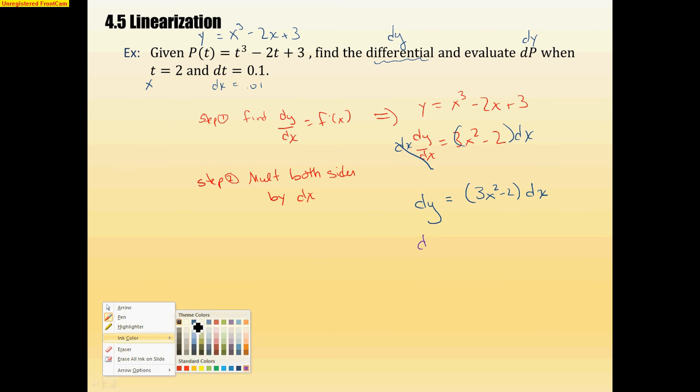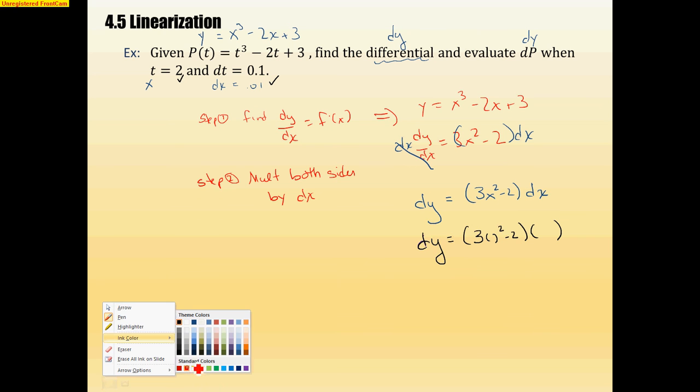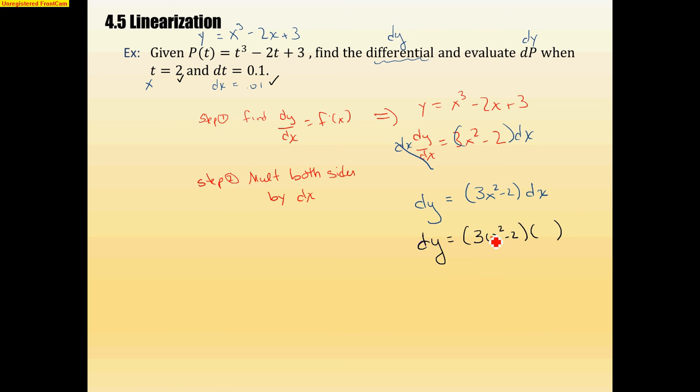The differential of y is 3x squared minus 2 times dx. What is the x they asked me about? 2, and the dx, 0.01. So plug in 2, plug in 0.01. 2 squared is 4. 4 times 3 is 12. 12 minus 2 is 10. 10 times 0.01.